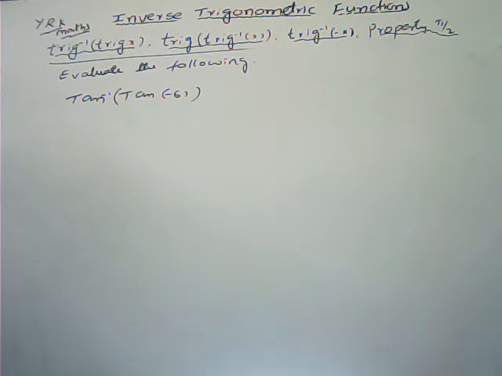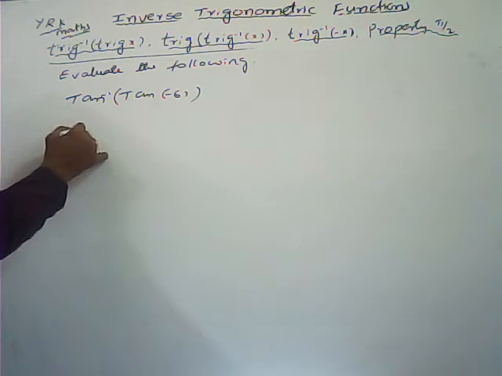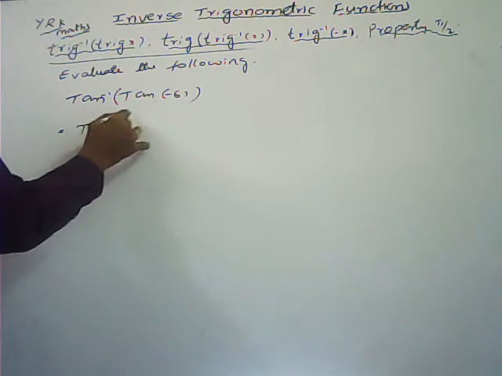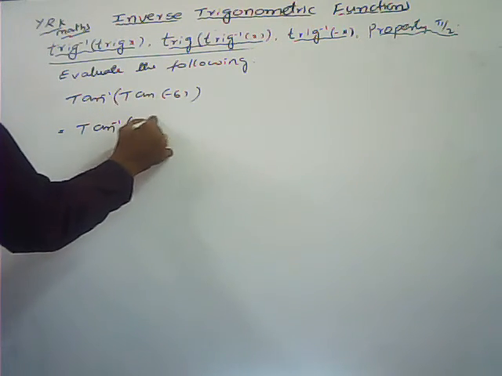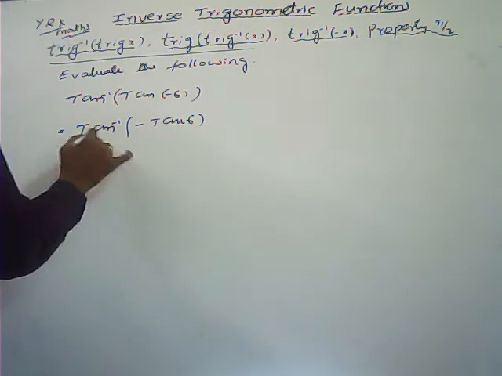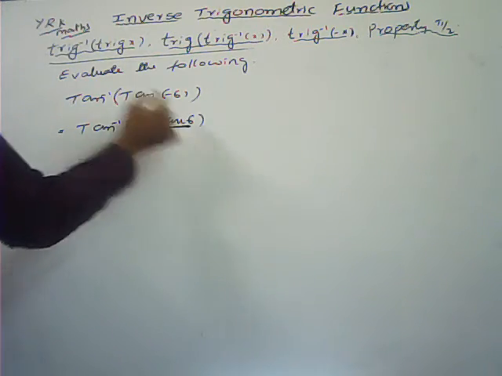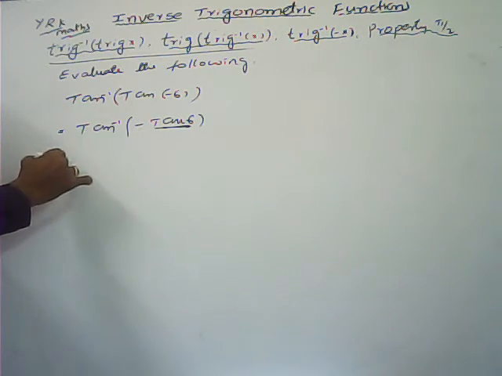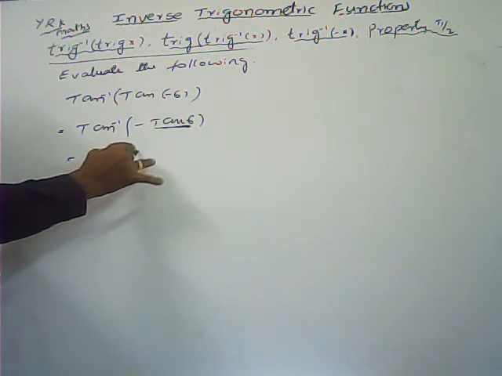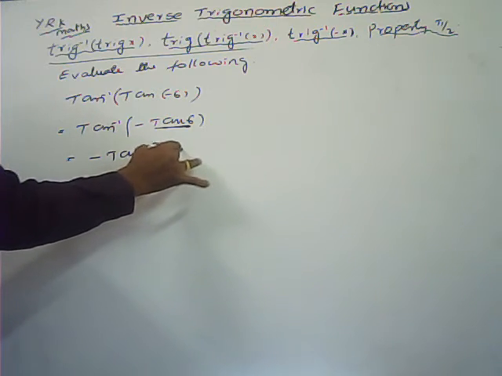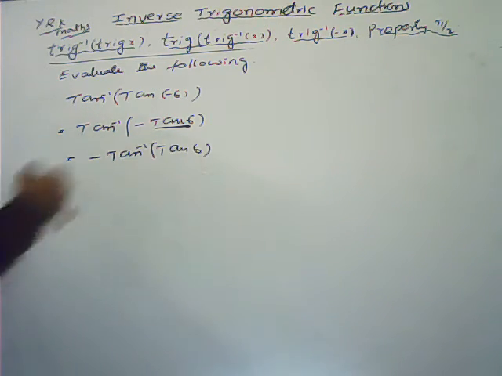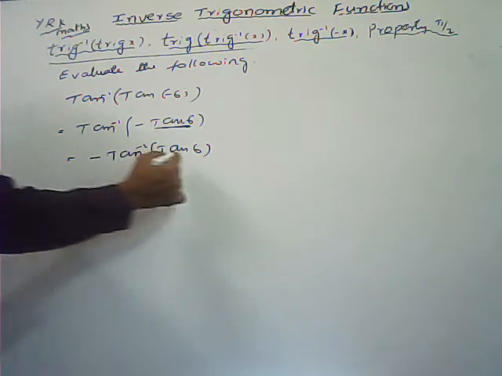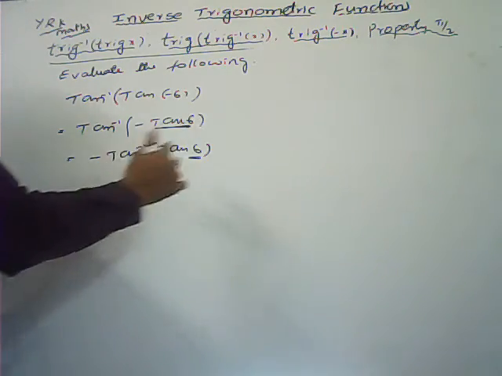Next, tan inverse of tan of minus 6 is there. Here we know that tan of minus theta is minus tan theta, and tan inverse of minus x, you can consider x only. Tan inverse of minus x is equal to minus tan inverse x, that is, the tan inverse tan 6 only. Now here, similar to the previous type only.